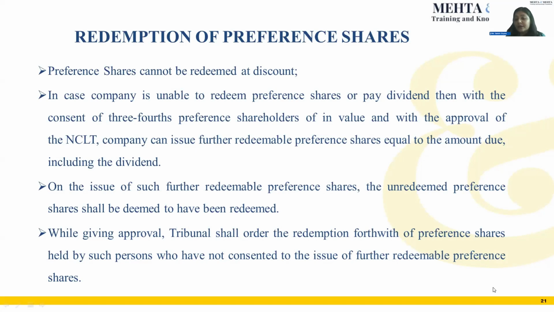While giving the approval, the tribunal shall order the redemption forthwith for the preference shareholders who have not consented to the issue of further redeemable preference shares. Those shareholders, who should be not more than 1/4 of the preference shareholders, if they do not consent to further redeemable preference shares being issued in lieu of their existing preference shares, then their redemption needs to be done mandatorily by the company.